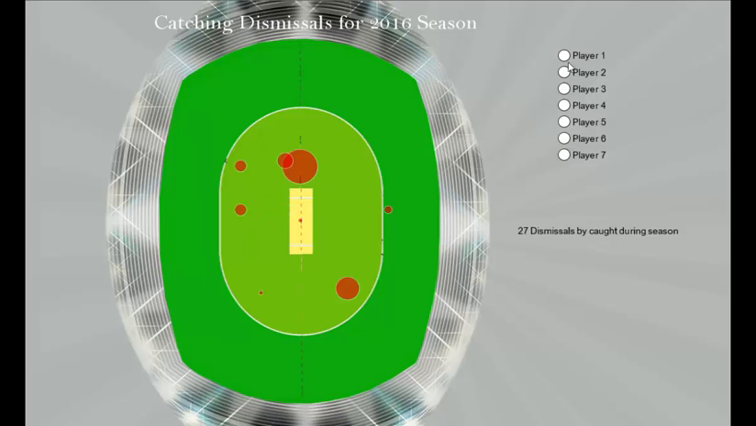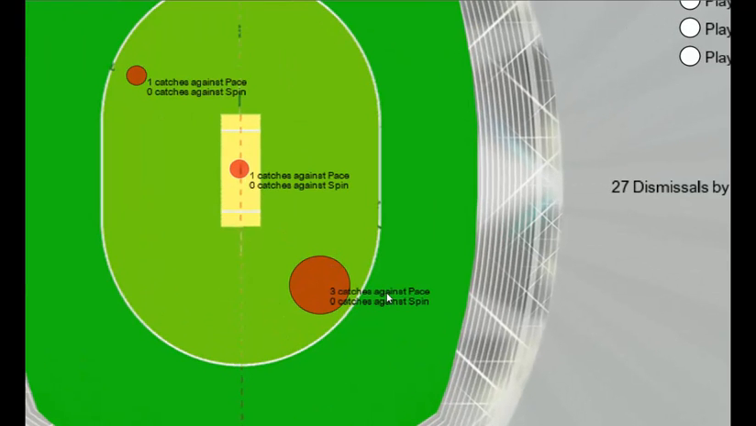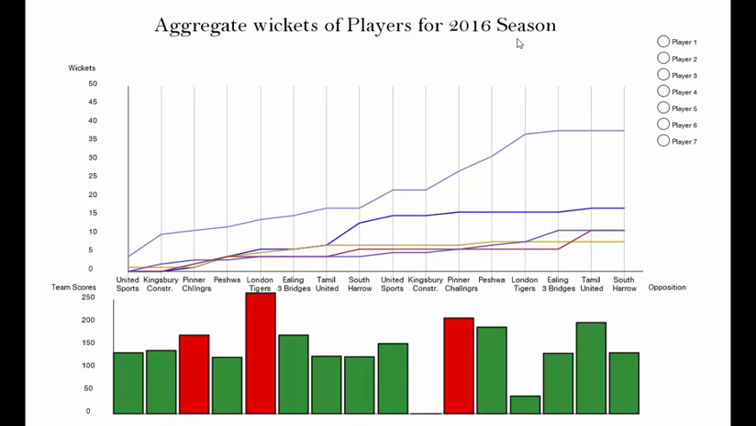The visualization can be filtered by the individual players, and upon zooming further, information on the type of bowler faced that resulted in that catch is provided. In the aggregate wickets visualization, a line chart is used to represent the bowler's progression throughout a season, where each line represents a bowler in the team. A bar chart is incorporated that seeks to translate the individual performances of the bowlers into the results of the match.